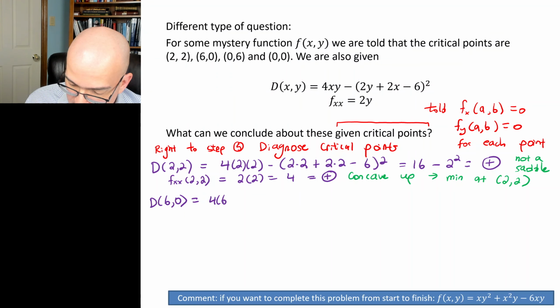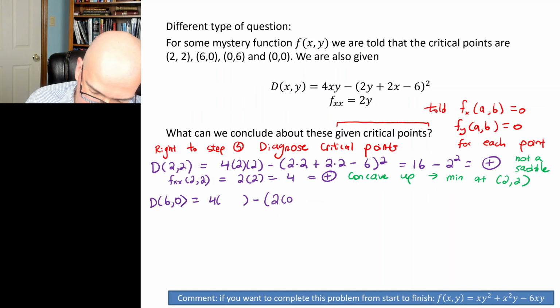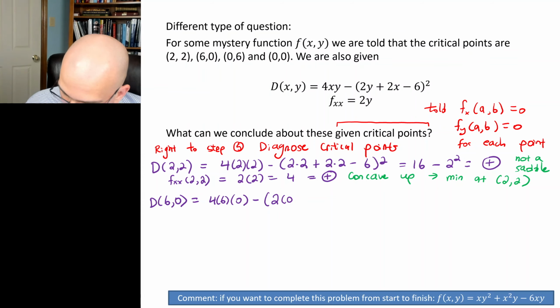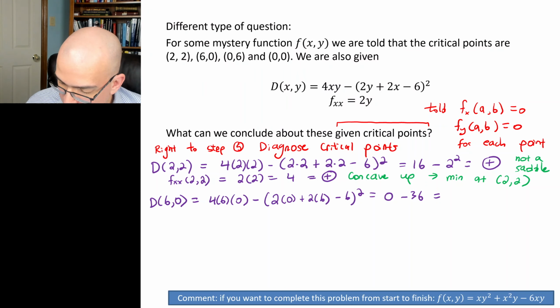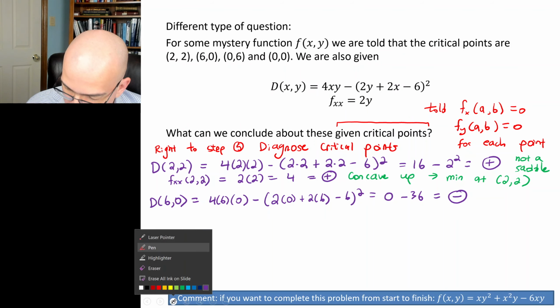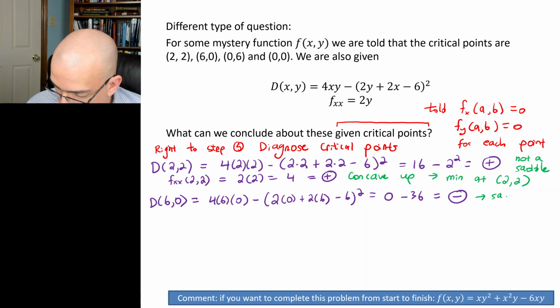Okay, now we check the next critical point, D evaluated at 6, 0. So 4 times 6 times 0 minus 2 times 0. Well, I should put it in the right order. Oh, it is, yeah. 6 times 0. And then minus 2 times 0 plus 2 times 6 minus 6 all squared. So we'll have 0 minus 12 minus 6, so 6 squared 36. We have something negative, so that means it's a saddle at the point 6, 0.